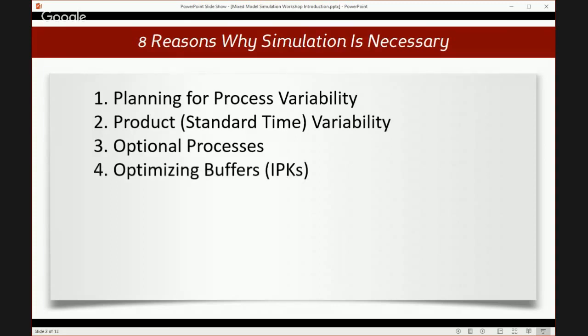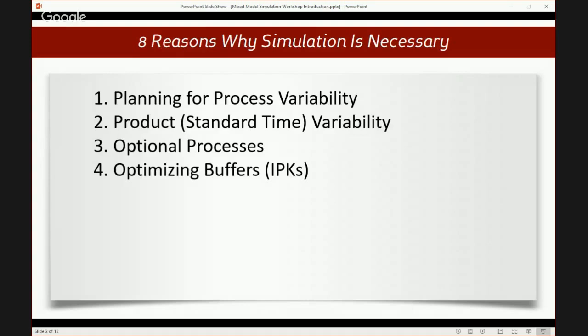All right, number 4, optimizing buffers, so IPKs. Those of you that have been to our class, our mixed model line design class, may remember us saying on more than one occasion, when the question comes up, how many IPKs or buffers do we need? Our answer is, in lack of other information, one piece. Now that can vary if you have a very large product or a very long takt time. Those are 2 exceptions. But it's just a rule of thumb.